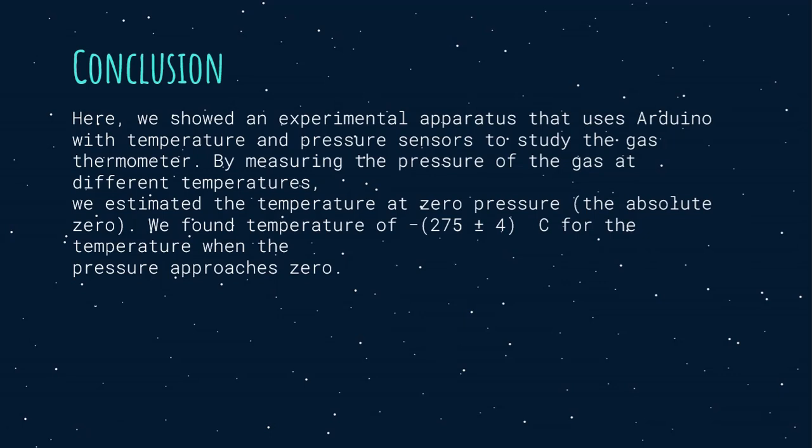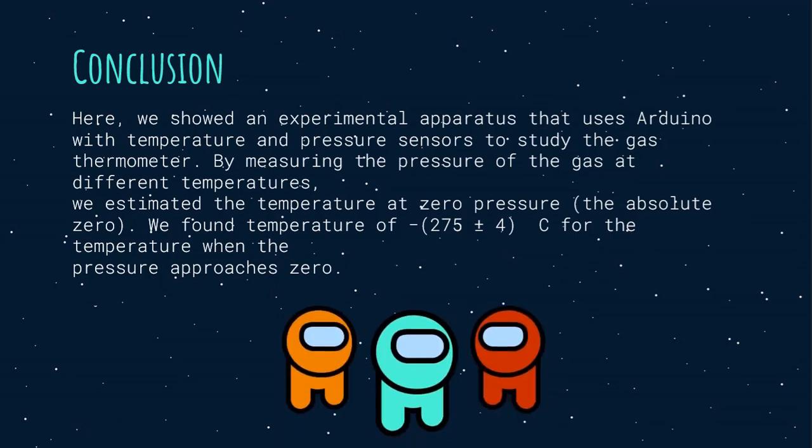Then what's the conclusion? In this experimental study, they had this experimental apparatus that uses Arduino with temperature and pressure sensors to study the gas thermometer. By measuring the pressure of the gas at different temperatures, they were able to estimate the temperature at 0 pressure, absolute 0. We found that it's negative 275, plus or minus 4 degrees Celsius for the temperature when the pressure approaches 0.